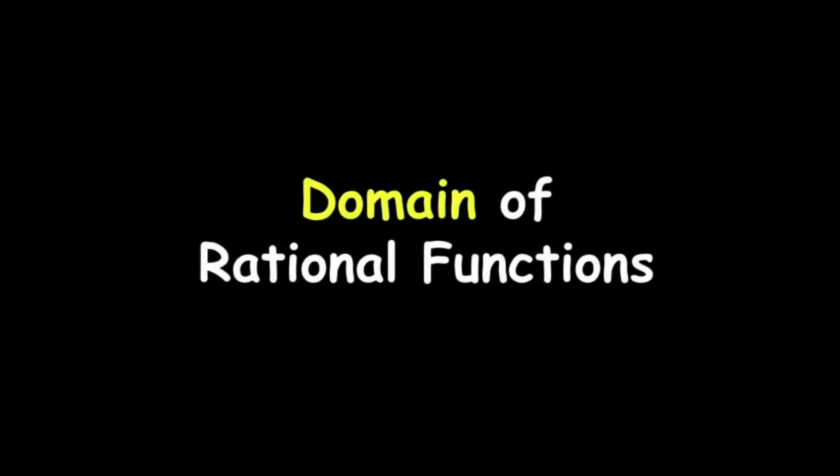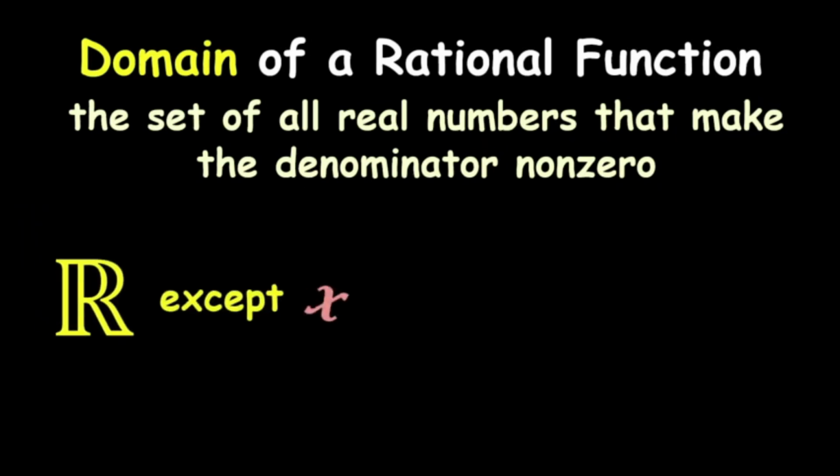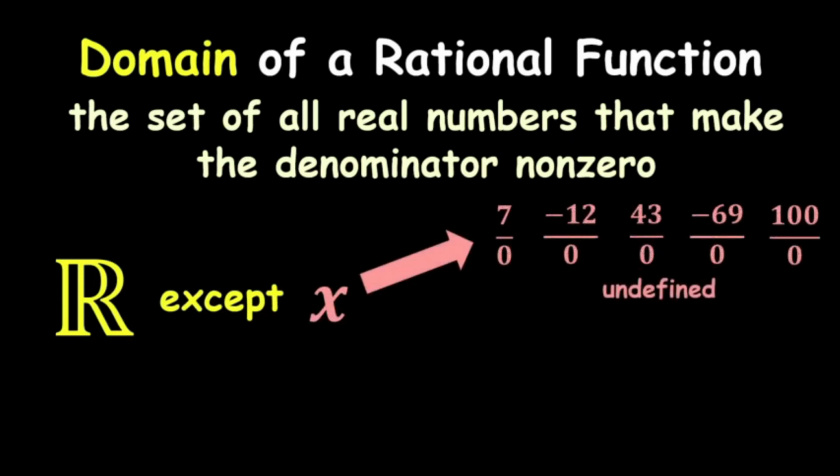Domain of rational functions. The domain of a rational function is the set of all real numbers that make the denominator non-zero. In other words, the domain of a rational function is the set of real numbers except for the values of x, which when substituted to the function will give undefined results or indeterminate form 0 over 0. Notice that both cases have 0 in the denominator.